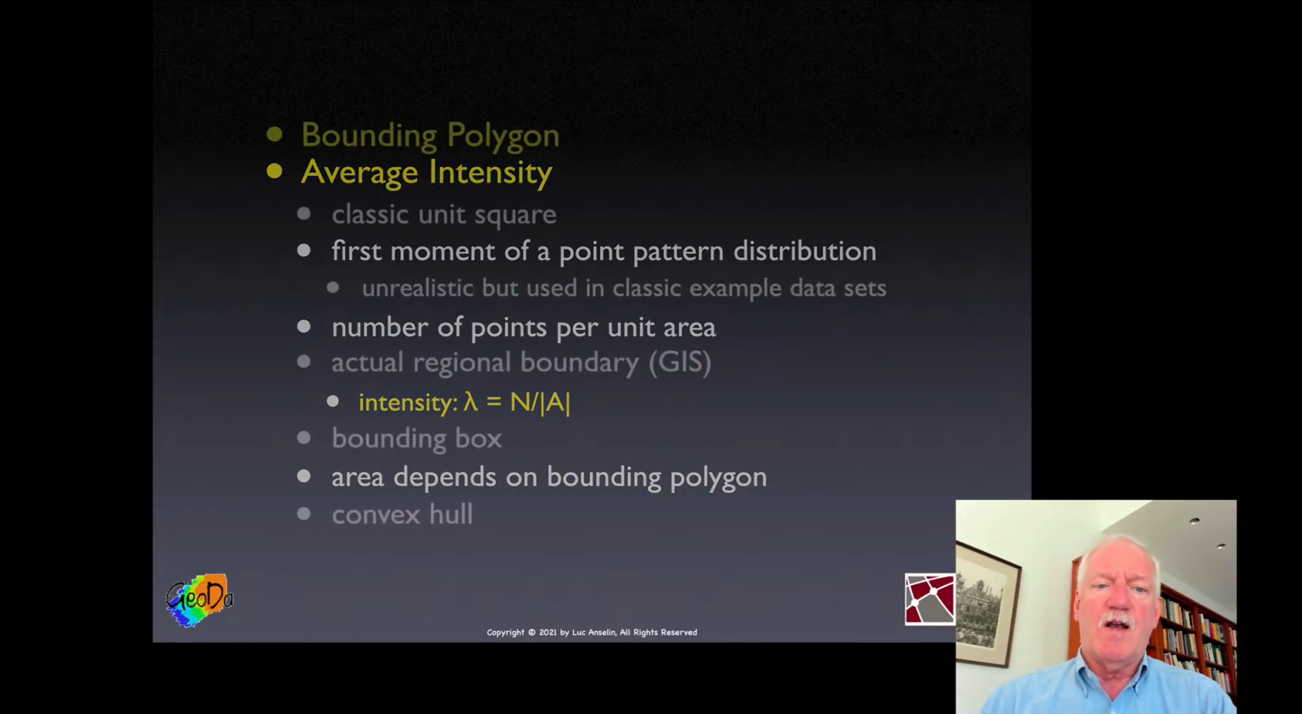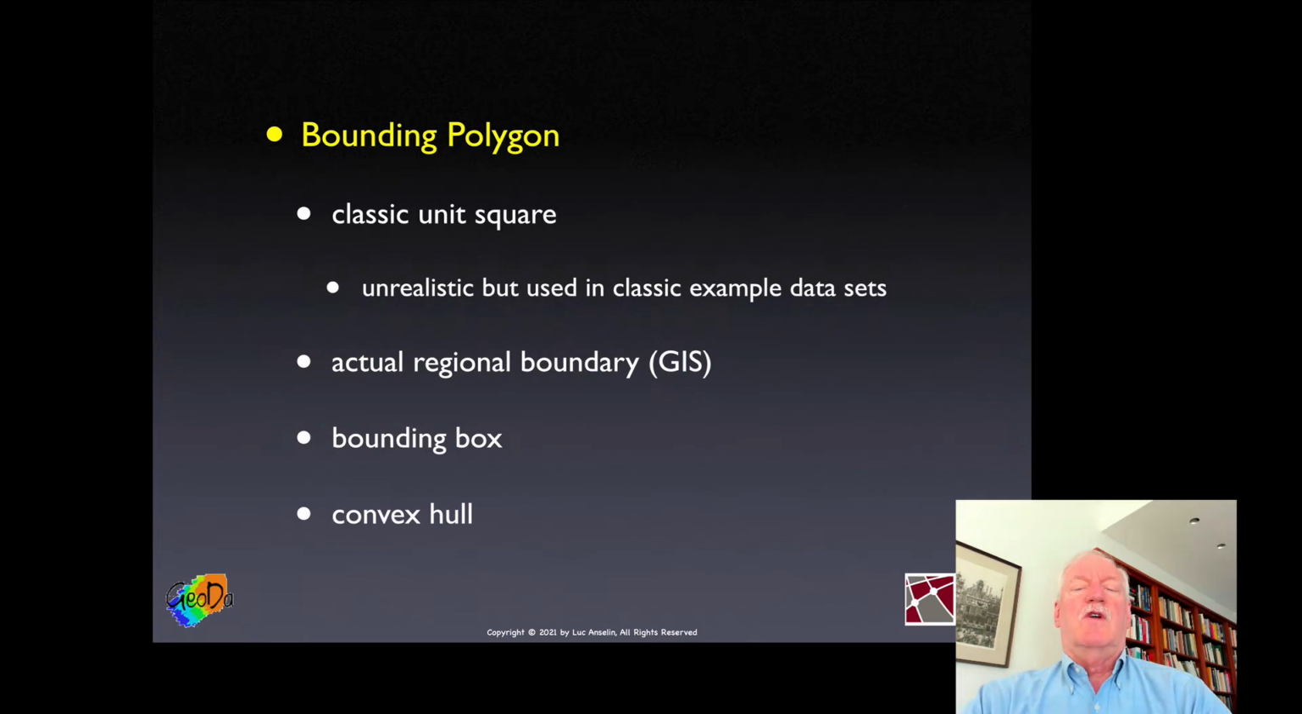And there are several different notions of how to define this bounding polygon. In a lot of the classic examples, and also some of the data sets that I showed previously, the Swedish pine, the Lansing woods, those kinds of data sets, the bounding polygon is a square, and typically set as a unit square just to make measurement easier. Obviously that's unrealistic, but it is the standard used in many classic example data sets.